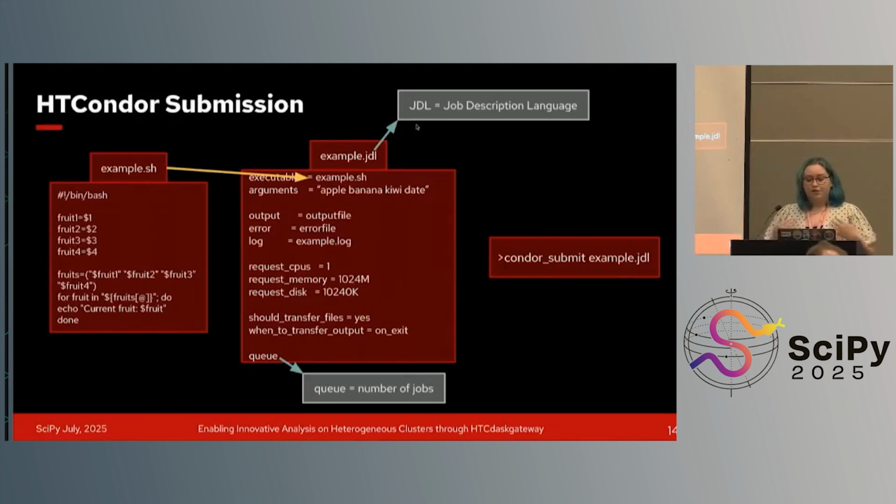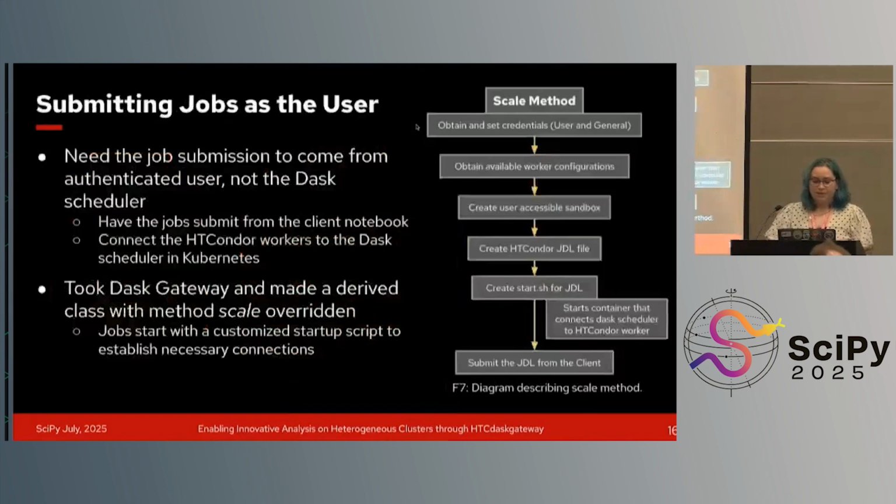JDL stands for Job Description Language, and this is a really apt name because what it does is it describes the job to HTCondor in the scheduler. And you have your log files, you can define memory, CPUs, all of that. And at the bottom you have queue, and this would be the number of jobs that you're submitting. So once we have our JDL file, you would submit that with Condor Submit, and then the scheduler should start running your jobs.